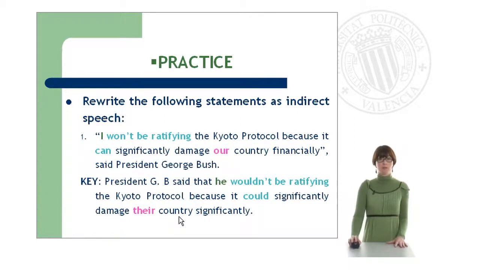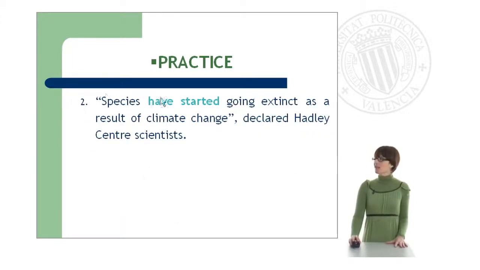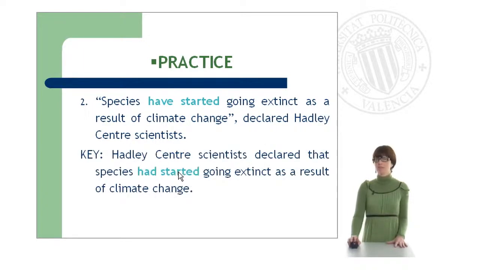Let's have a go at the next one. "Species have started going extinct as a result of climate change," declare Hadley Center scientists. And here comes the key. Hadley Center scientists declare that the species had started going extinct as a result of climate change. In this case, there is just a change in the verb tense. So, from the present perfect, we go one step back into the past, and we use the past perfect, had started.